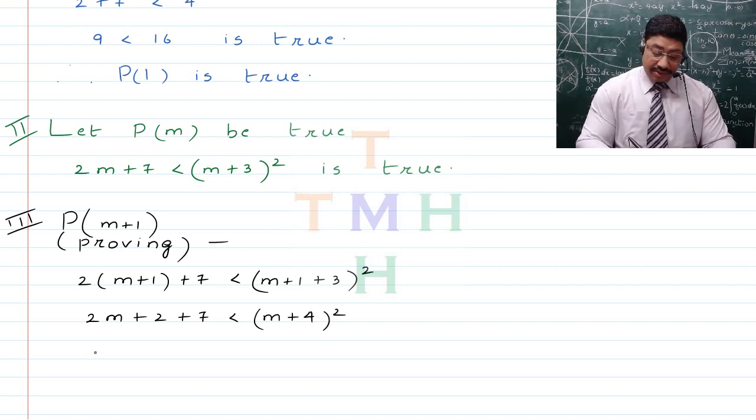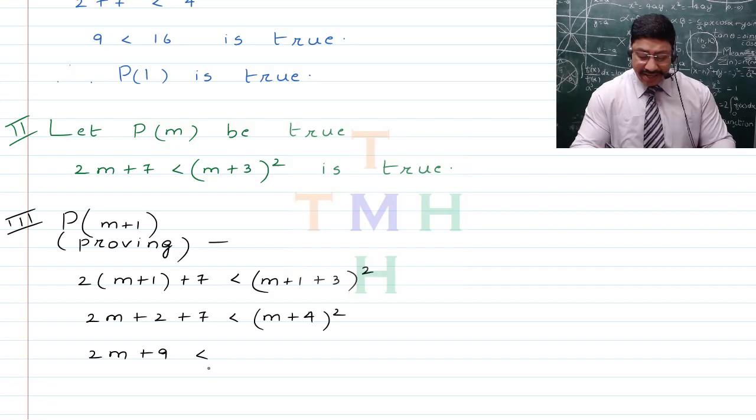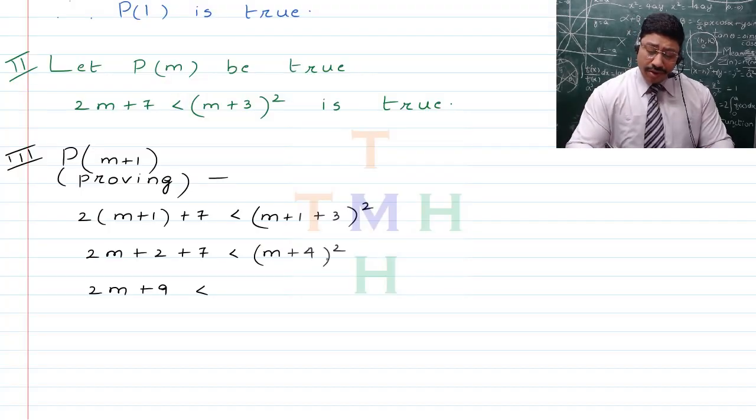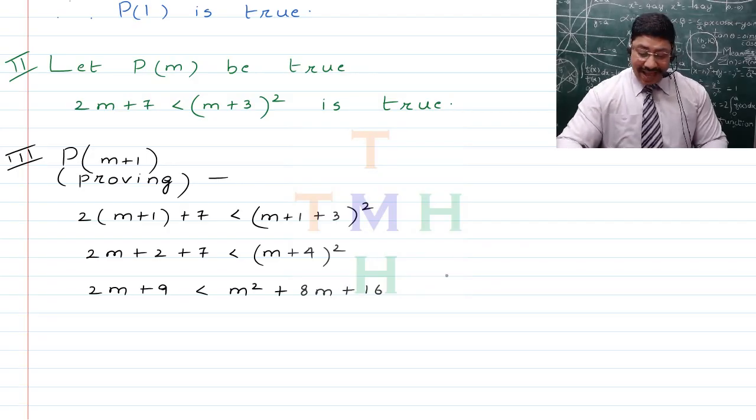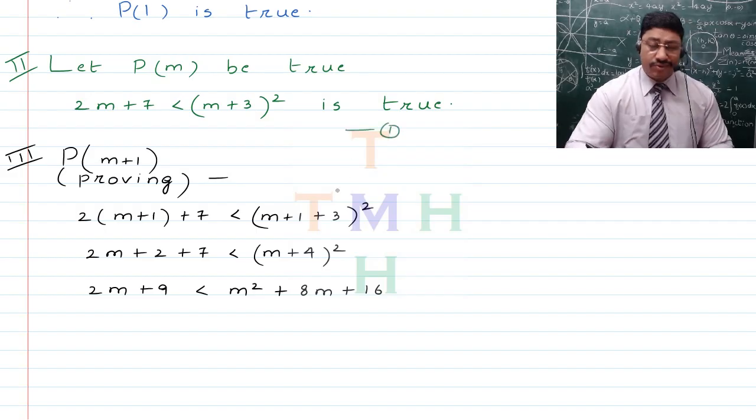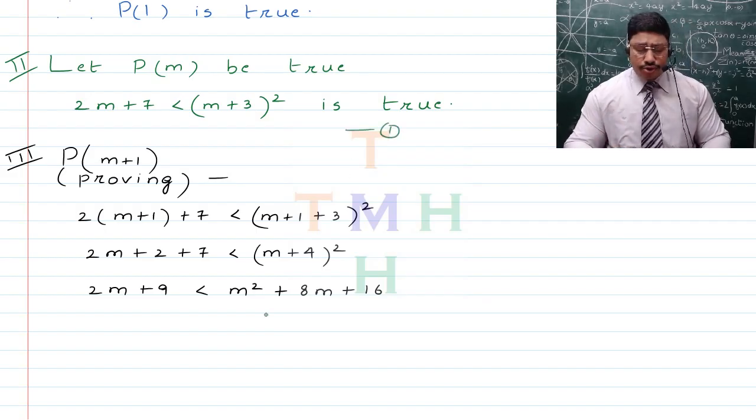Now in the next step, you can simplify this to be 2m plus 9, which is the left hand side, adding up the like terms. On the right hand side of the inequality, you have the whole square of m plus 4, which can now be written as m square plus the 2ab term, which is 8m plus 16, right? So this is an equation, or rather an inequation, which you have to prove. The above inequation that we had, we can mark it to be 1, and we know that that is true. As such, we're going to use it, so that using it we can prove Pm plus 1.